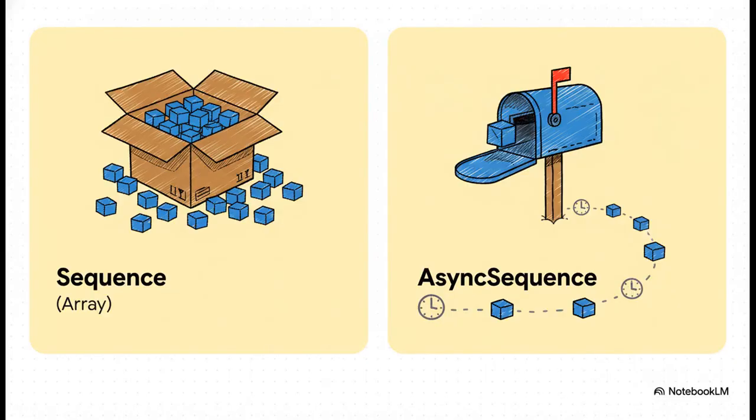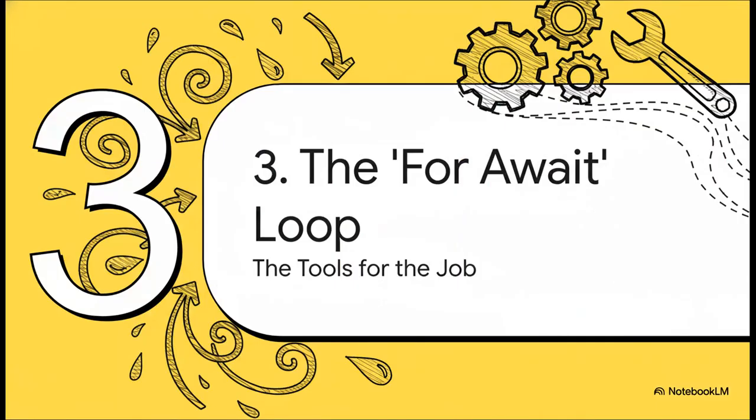And this comparison really helps make it click. A normal sequence, like your everyday array, that's like a box that's already full of stuff. It's all there, right now. You can reach in and grab whatever you want. But an async sequence, that's more like waiting for packages to arrive in the mail. You get one today, maybe another one tomorrow, and the next one might not show up for a week. It's a sequence designed from the ground up for data that arrives over time. Okay, so we get the what. We understand the concept, but how do we actually pull the values out and do something with them? For that, we're going to need the right tool for the job.